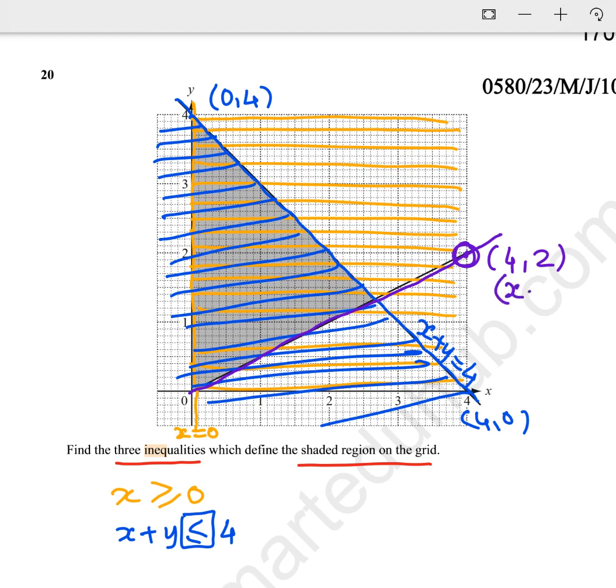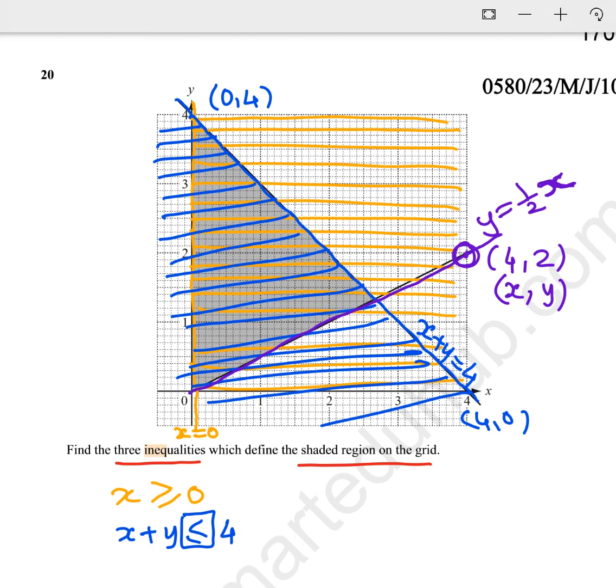Simple. The first coordinate is the x coordinate, second is the y coordinate. That means y is half of x. So your equation is y is half of x. See how simple it is to identify the equation of the lines. Now over here, what will be the inequality? I mean, what will be the shaded region?